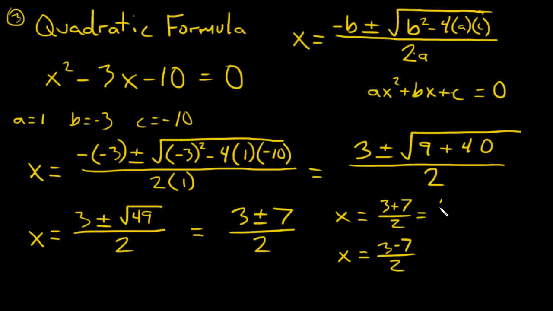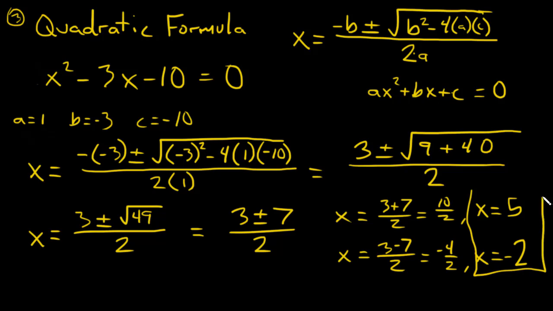So in this case, it would be 10 over 2, x equals 5. In this case, it would be negative 4 over 2, x equals negative 2. Okay? Those are my answers right here. But you can leave it in this form right here, because that's exactly what this means. It's just not quite as obvious what the values really are. Alrighty? Let's do another example.